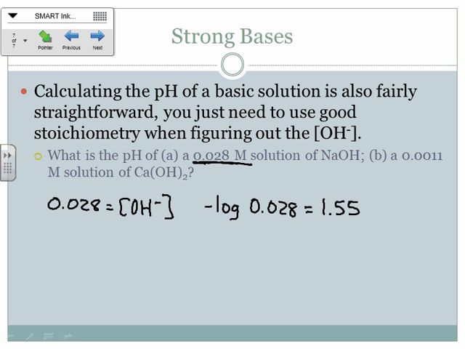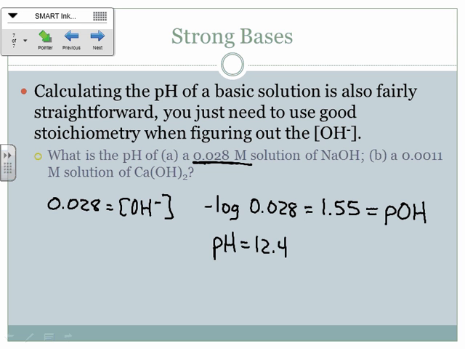Number seems a bit low for a basic solution, doesn't it? Okay, we found the pOH just then, didn't we? You've got to be careful with this. This is not the pH, this is the pOH, right? Because we took the negative log of the hydroxide concentration. So then you have to take 14 minus that number, and that's going to give you your actual pH, which is going to be about 12.4.